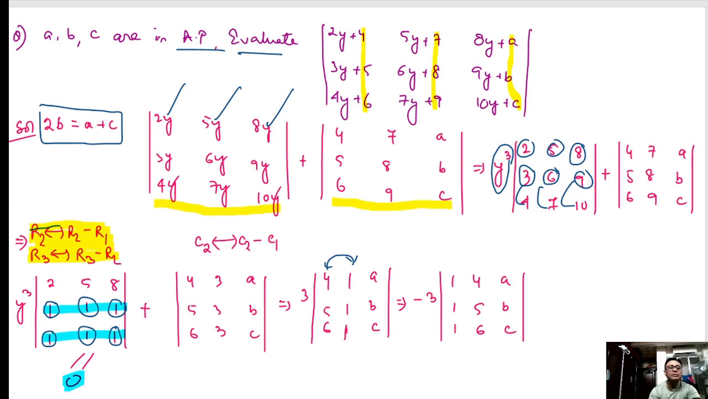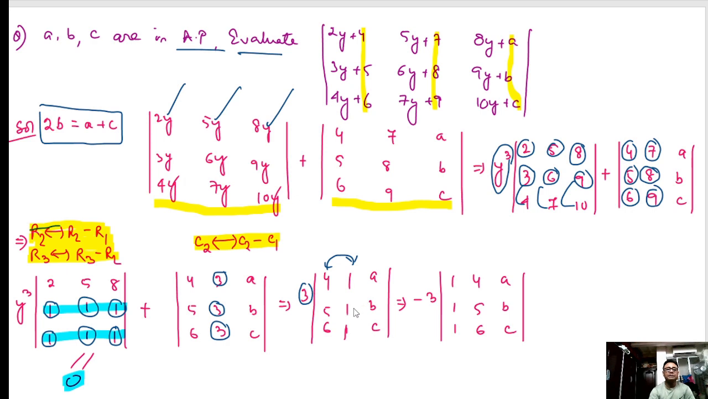Now in the second matrix we are doing C2 minus C1. Please watch here, C2 minus C1, that means 7 minus 4, that is 3, and we keep it in C2. Similarly 8 minus 5, which is 3, and keep it in C2. Then we do 9 minus 6 and keep it in C2, 3. Now as 3 is common from the second column, we can take out 3.